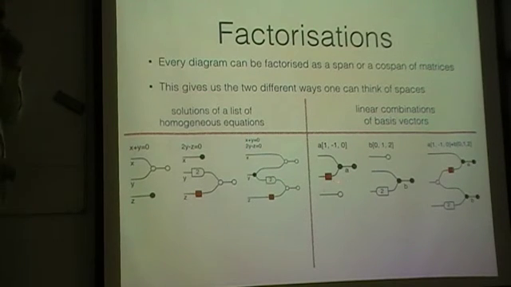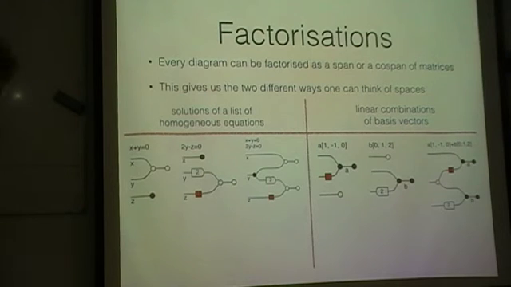And the way this works is we put both of these diagrams together using the comonad structure. So here we're saying that x plus y is equal to 0, but also 2y minus z is equal to 0, right?